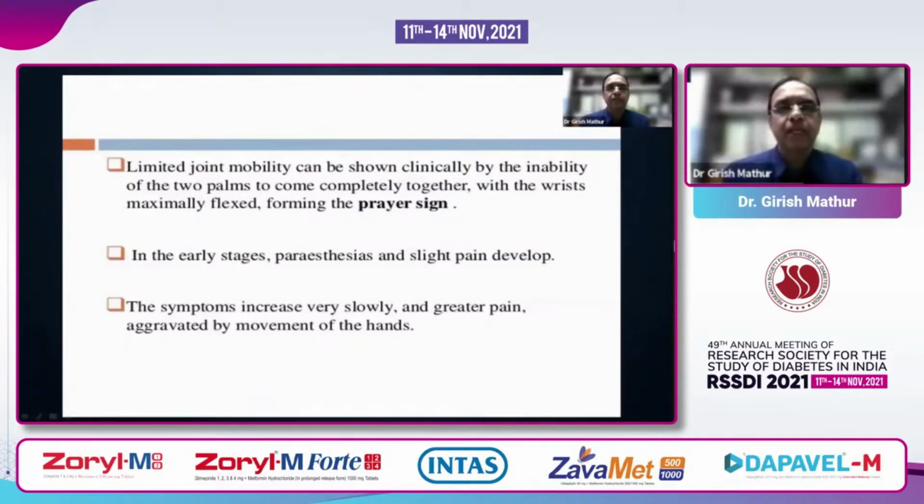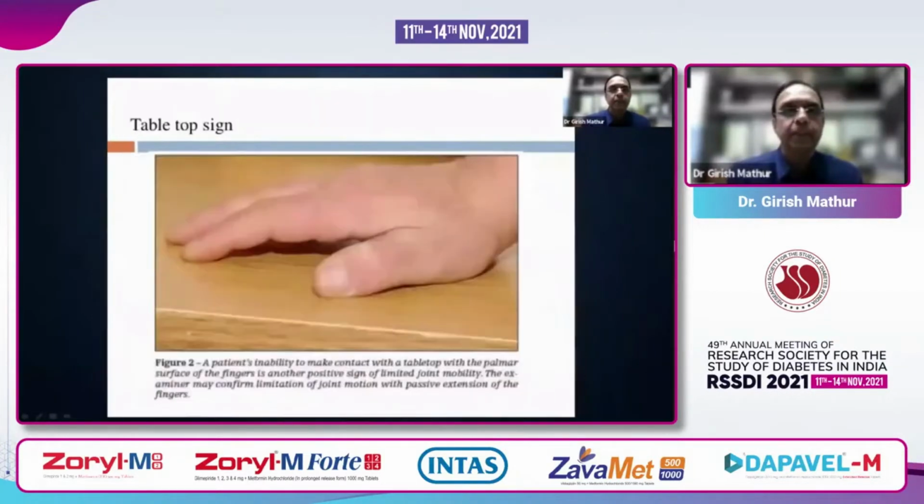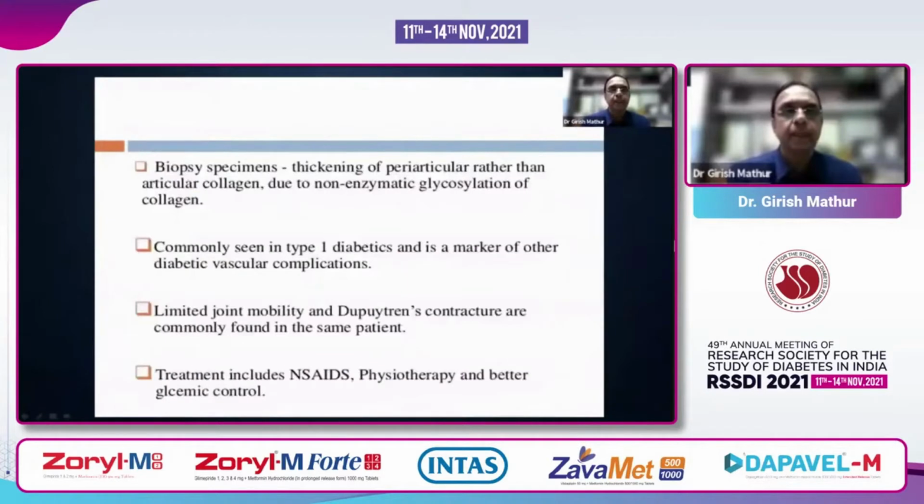Limited joint mobility can be shown clinically by the inability of the two palms to come completely together, the wrists flexed, forming the prayer sign. The patient cannot oppose both palms together, and in the early stages there is paresthesia and slight pain also. The symptoms increase very slowly, and the pain is aggravated by movements of the hand. The prayer sign is classically seen in this condition. Another sign is the tabletop sign. The patient cannot make contact with the tabletop with the palmar surface of the fingers.